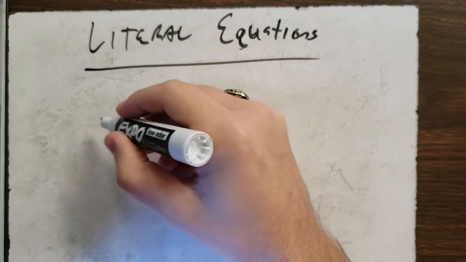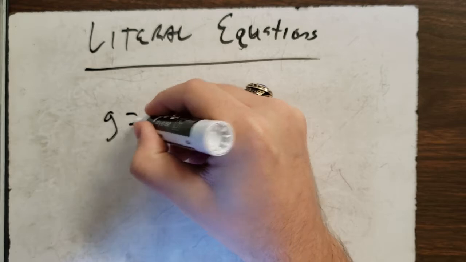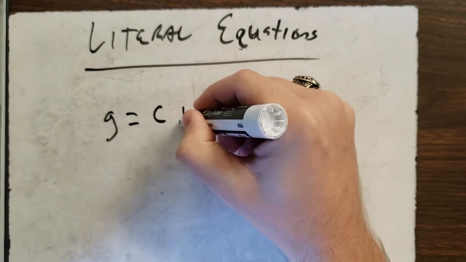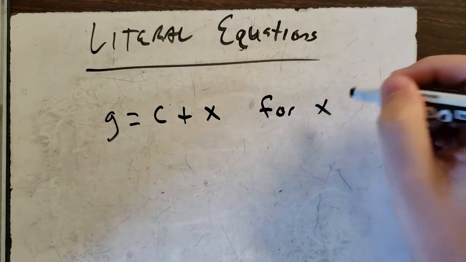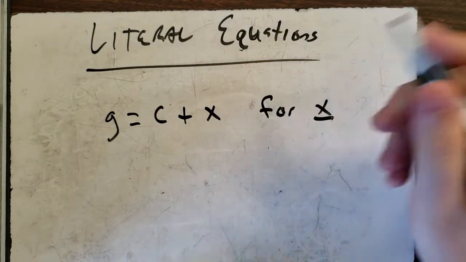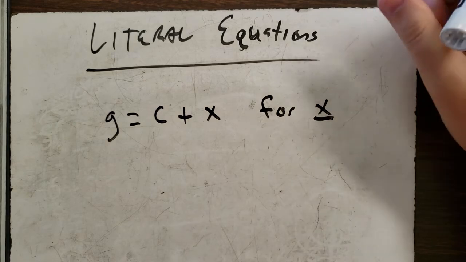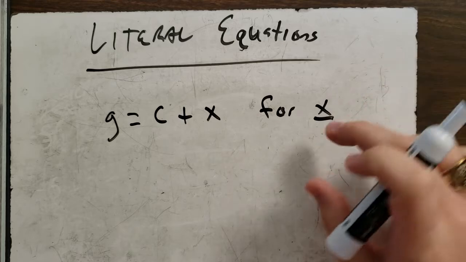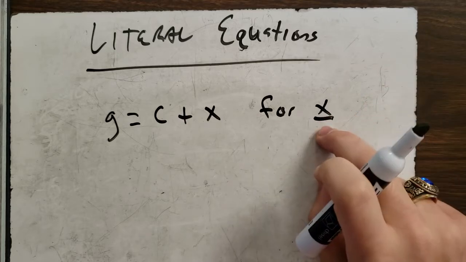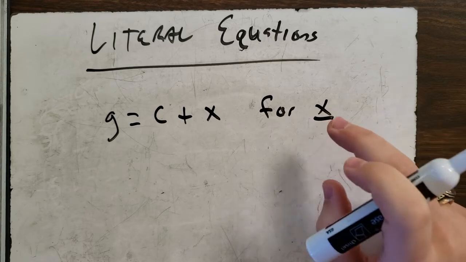Let's start simple. Remember, you're not going to see a lot of numbers here. G equals C plus X, and we're going to solve for X, okay? So, in this case, there are no numbers involved, but our equation asks us to solve for X. So X is what we're going to be by itself. We're going to isolate the variable. We're going to get X by itself.